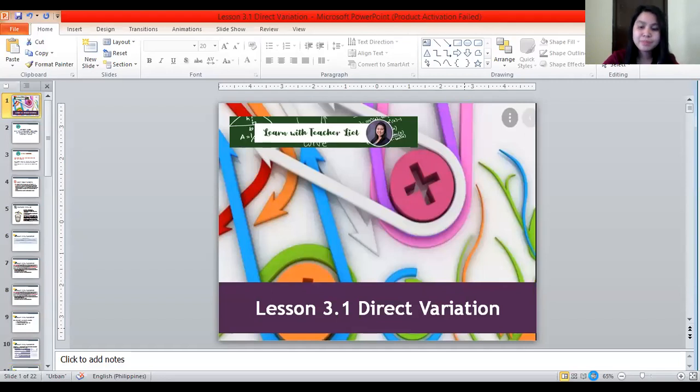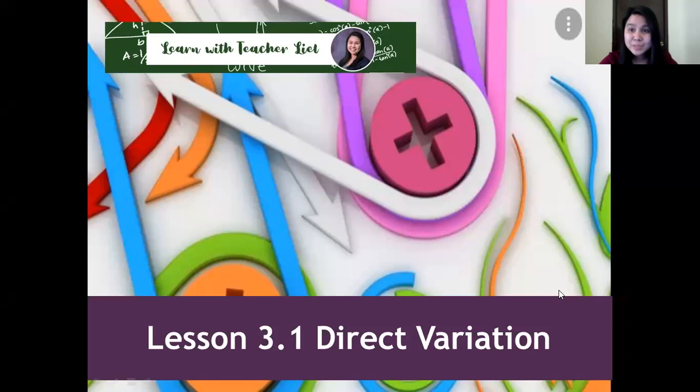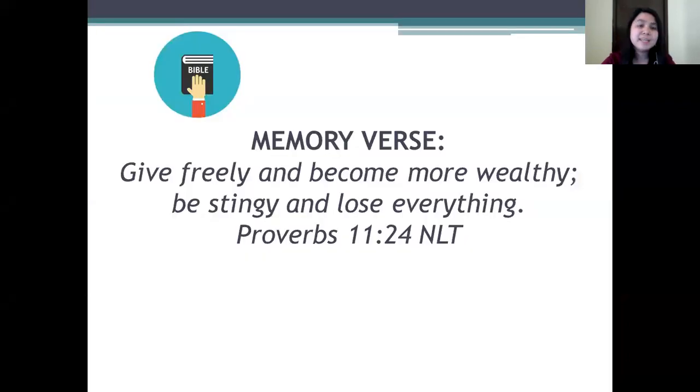Okay, here. To start with, let's recite our memory verse. It's found in Proverbs 11, verse 24. It says, "Give freely and become more wealthy. Be stingy and lose everything." This is a parallel verse with, I think it's very common to you. The more you give, the more you receive.